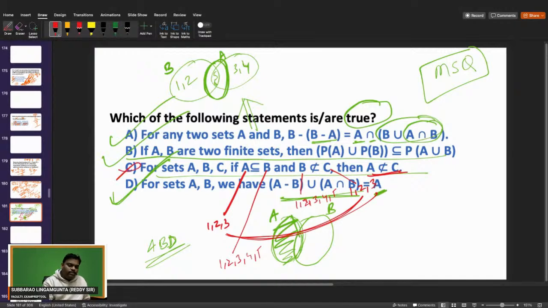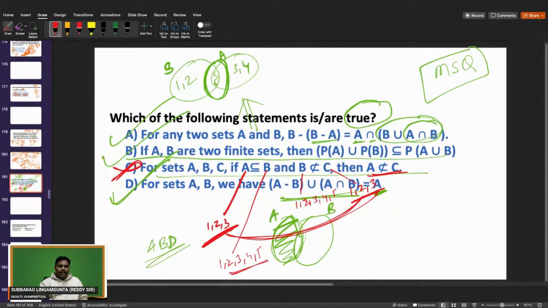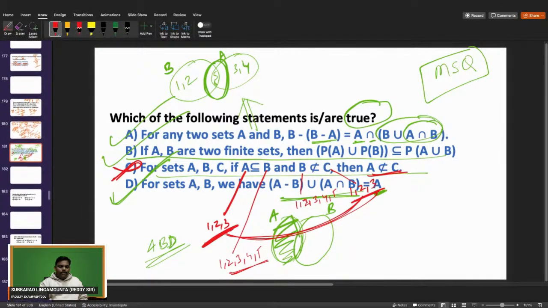There may be a chance. That is the reason: A, you take 1, 2, 3. B, you take 1, 2, 3, 4, 5. C is going to be 1, 2, 3. You will get the counter example. So C no guarantee. A, B, D guarantee.